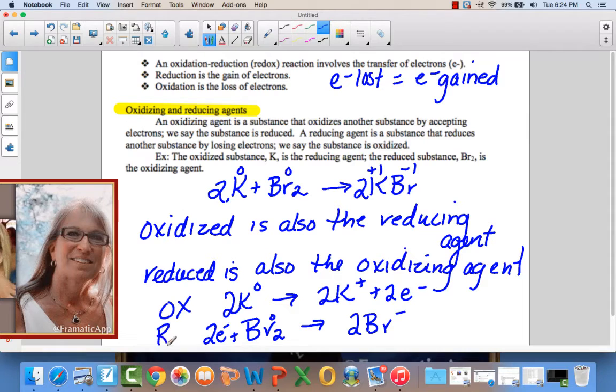We said that this is the oxidation that occurred, 2K0 going to 2K plus. But this is also known as the reducing agent. The 2K is the reducing agent. Here, Br was reduced. This is known as the oxidizing agent. So it's the opposite.